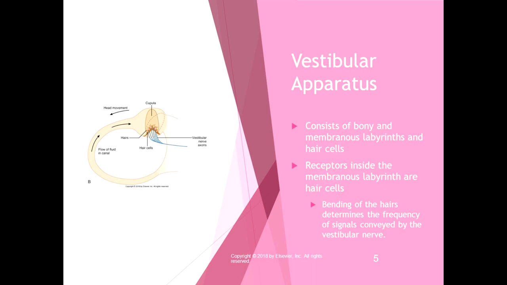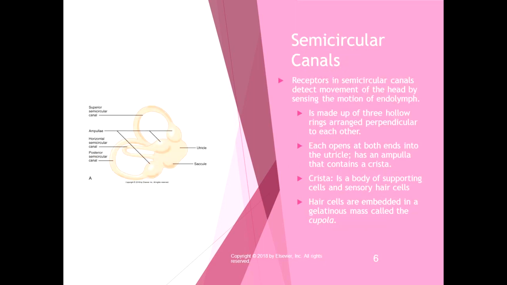So the vestibular apparatus consists of bony and membranous labyrinths and what we call hair cells. They're not really hair, but that's just what they're called. Receptors inside the membranous labyrinth are hair cells. So the bending of the hair cells determines the frequency of signals conveyed by the vestibular nerve. So that's how they're affected by gravity. Gravity moves those hair cells to one side or the other, and those hair cells are the sensory ends of the vestibular nerve axons. So they're sensory receptor ends is what they really are.